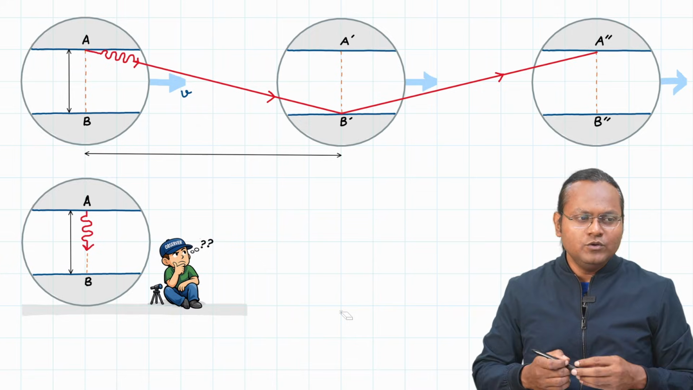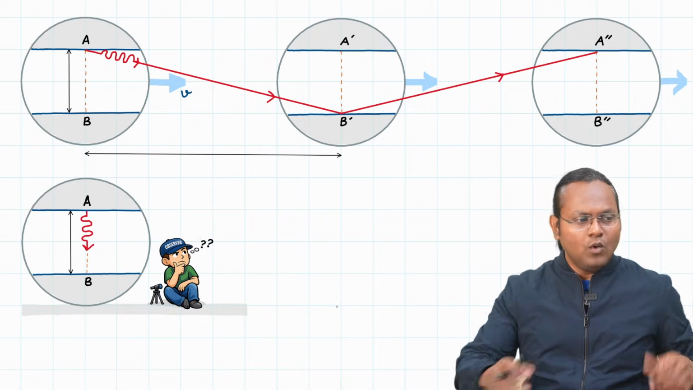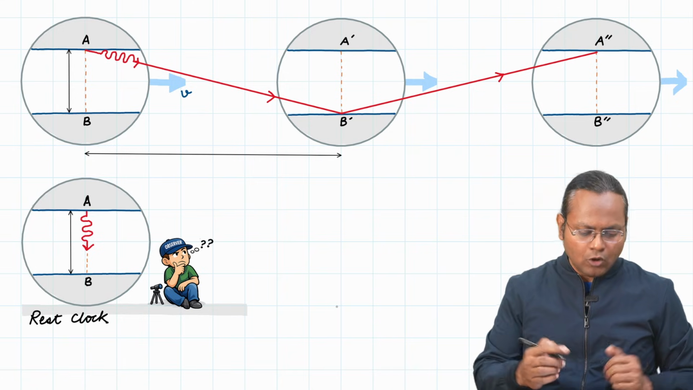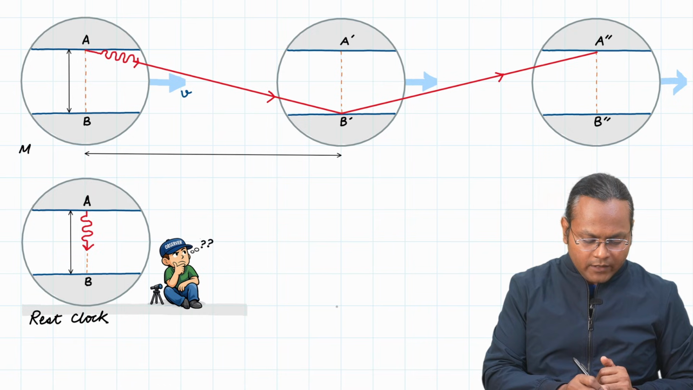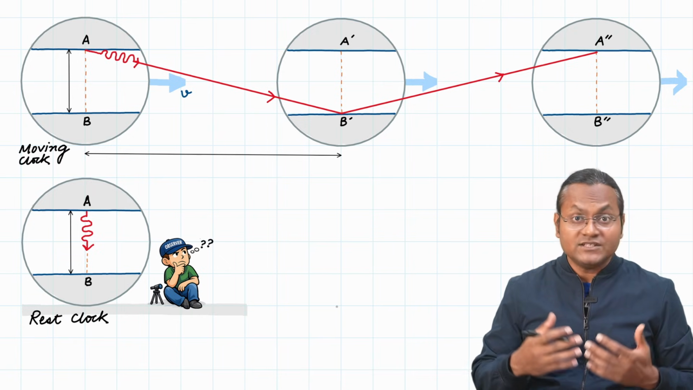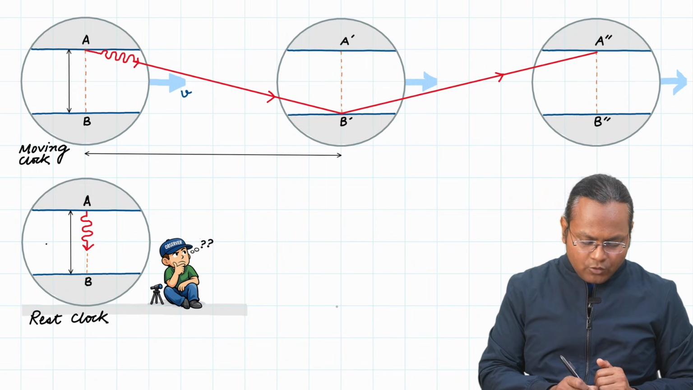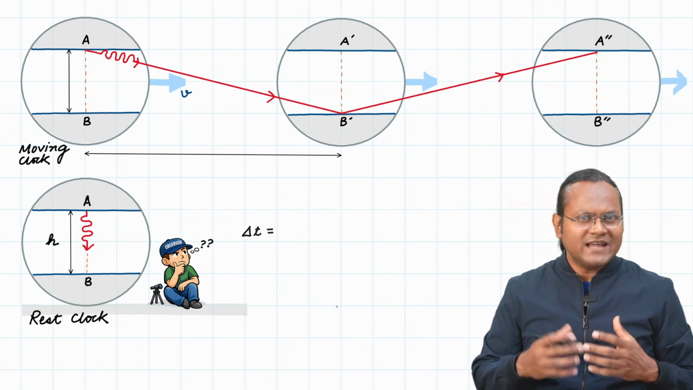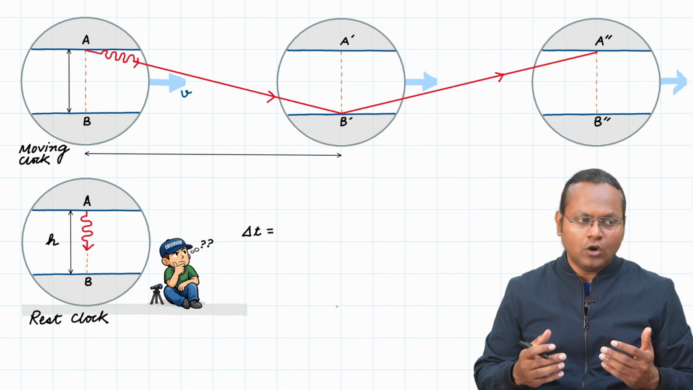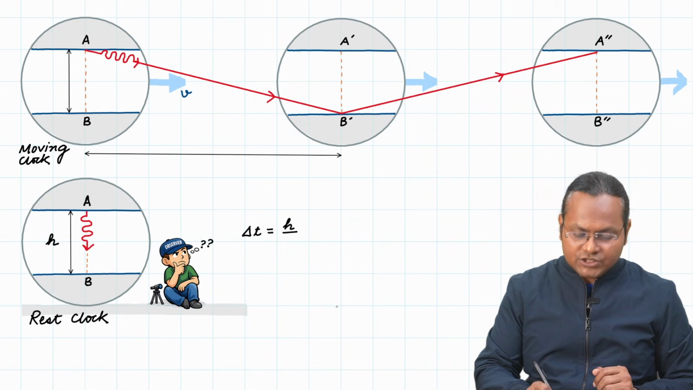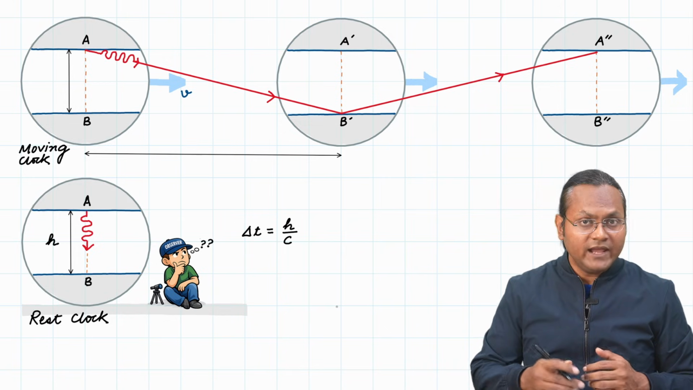For that, I have two different configurations here. One in which we have a rest clock and the same clock which is moving. So if an observer is looking at this rest clock, then let's suppose the distance between both the mirrors is h, and the time period that it takes for the light photon to go from A to B is simply nothing but h, the distance, upon the speed of light, c.